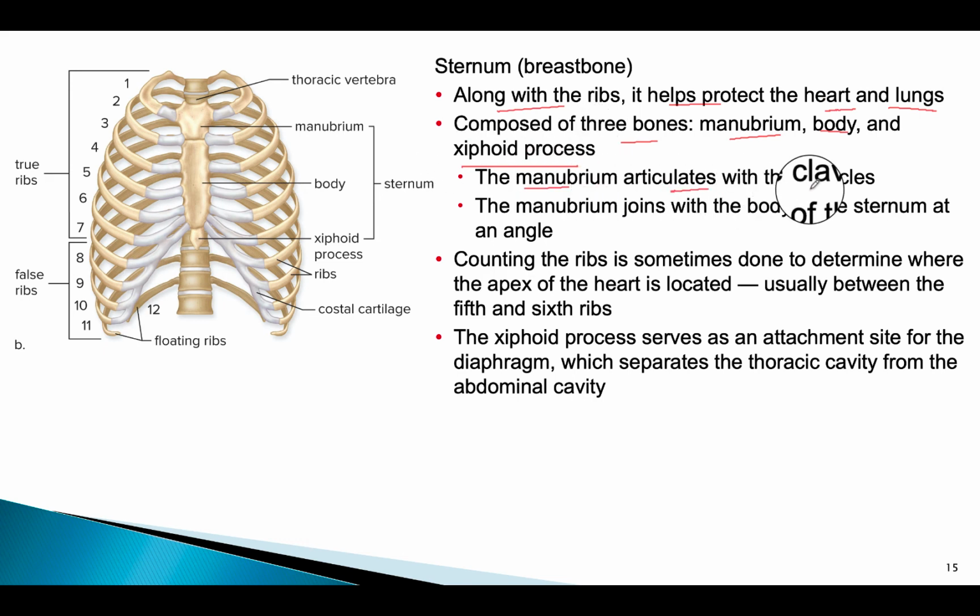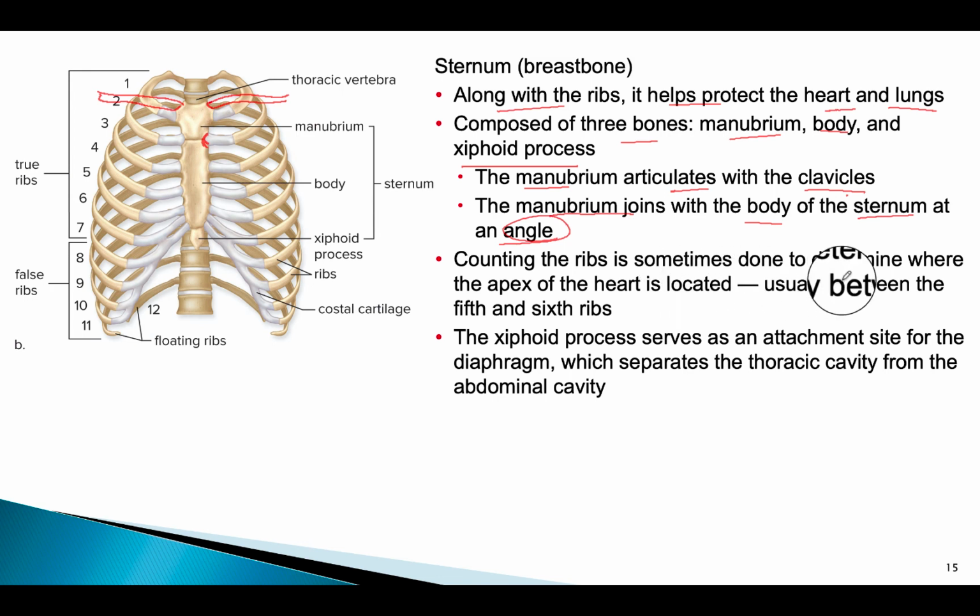The manubrium articulates with the clavicle. So here is the manubrium right over here, and this is where the clavicle would be articulating. So that's where the clavicle is, right there. This one here on this side, and we have this one right here on this other side. So that is the clavicle. The manubrium also joins with the body of the sternum at an angle. So remember the sternal angle that I mentioned. That's what we have right over here.